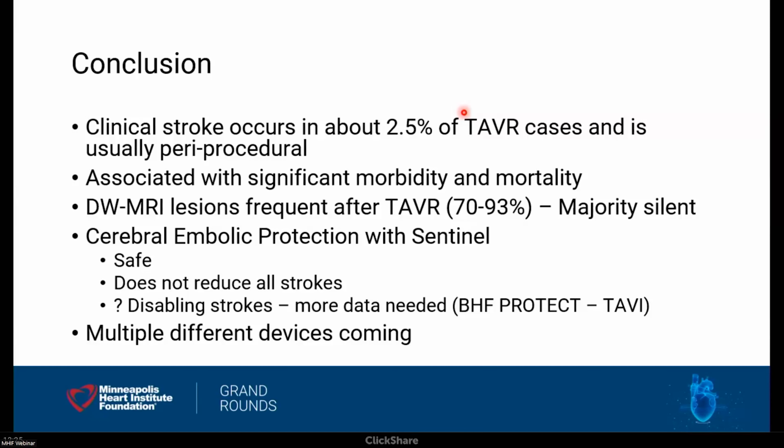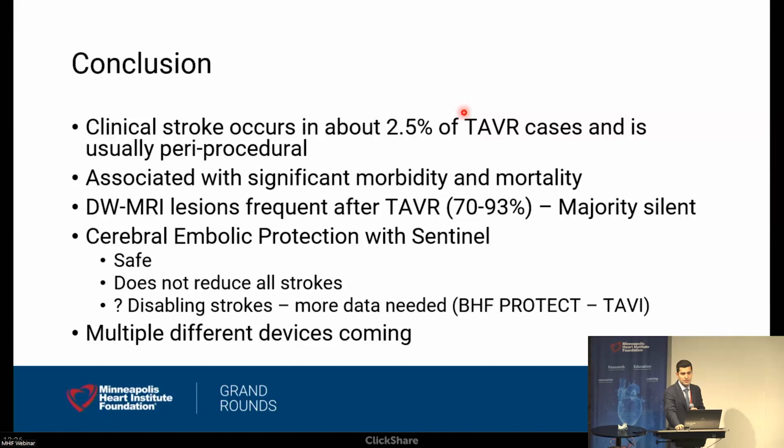Cerebral embolic protection, it's safe. Based on the data we have so far, it does not reduce all strokes. There is a possibility it might be decreasing disabling strokes. That remains to be seen. And there are a lot of other devices coming up in the pipeline, so there should be a lot of excitement in the field.